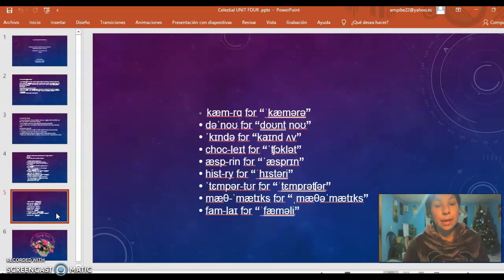These are some examples. Camera for "camra." Do not for "don't know." Kind of for "kinda." Chocolate for "choc'late." Aspirin for "asprin." History for "hist'ry." Temperature for "temp'rature." Mathematics for "maths." Family for "fam'ly."